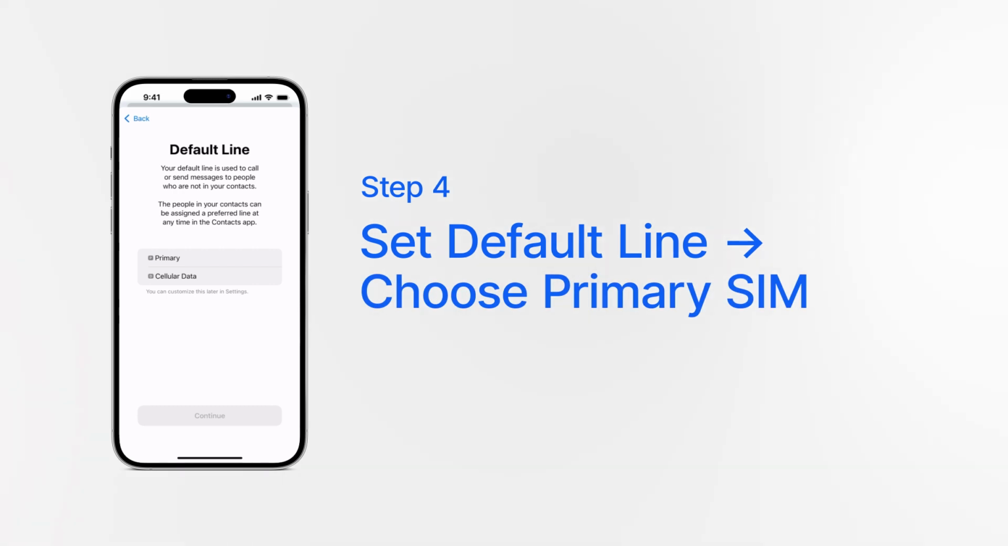Step 4. On the default line screen, select your primary SIM. The travel eSIM doesn't provide calling or SMS services, so this ensures proper functionality.